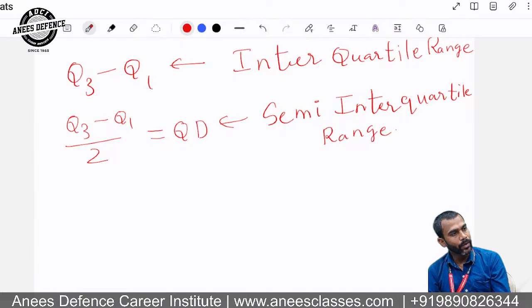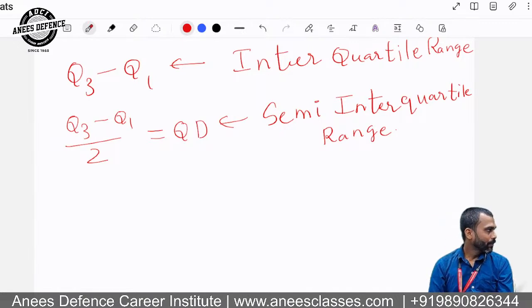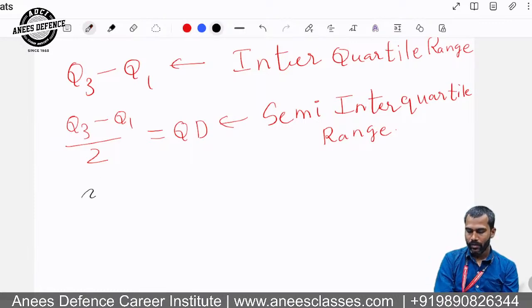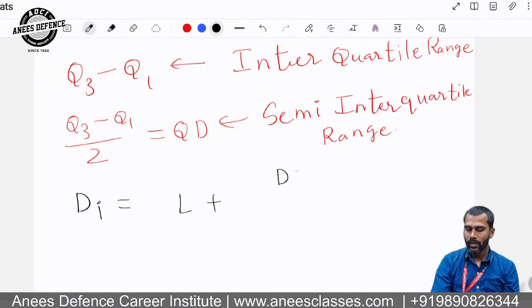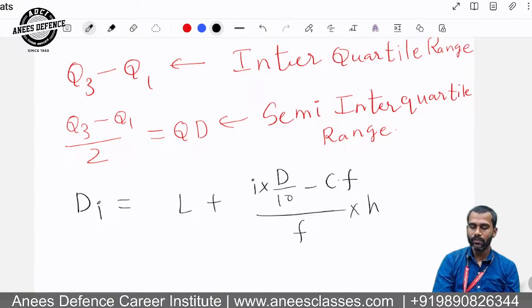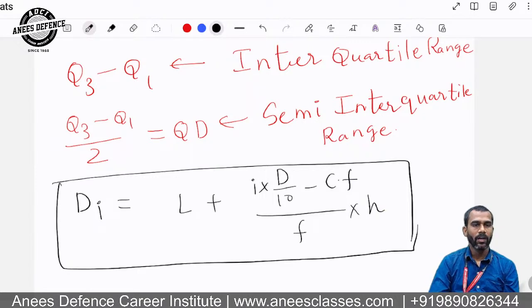So for continuous data, again, what we have to do? N by 10 into i. So let me write the formula. Di, D for decile: L plus (N by 10 into i) minus CF over f into h. This is the formula for Di for continuous data. I hope it is clear.